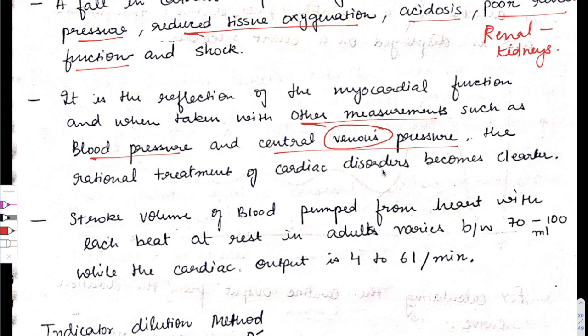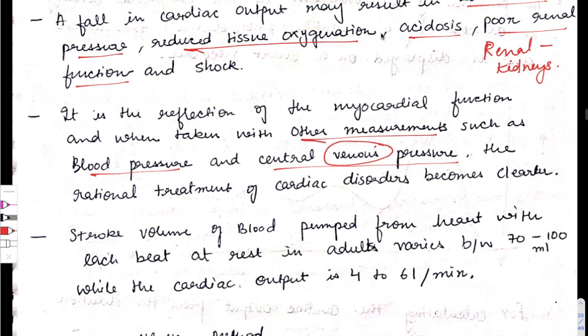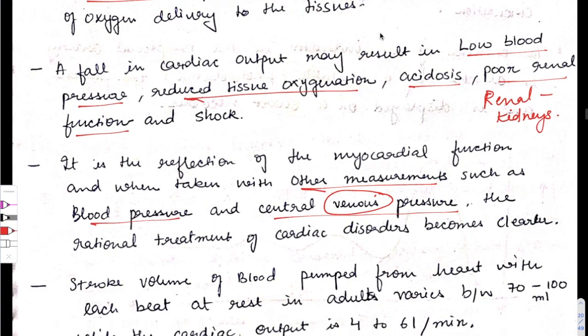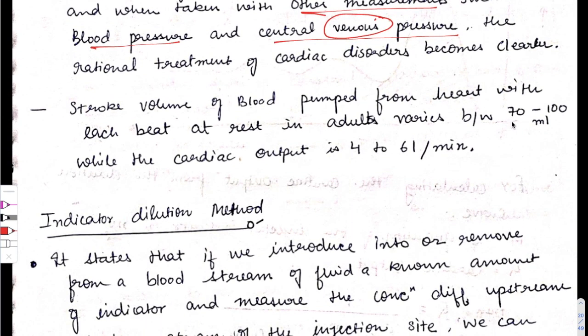The stroke volume of blood pumped from the heart with each beat at rest in adults varies between 70 to 100 ml, while the cardiac output is 4 to 6 liters per minute. We should learn this for our exams or competitions, because it is very important.